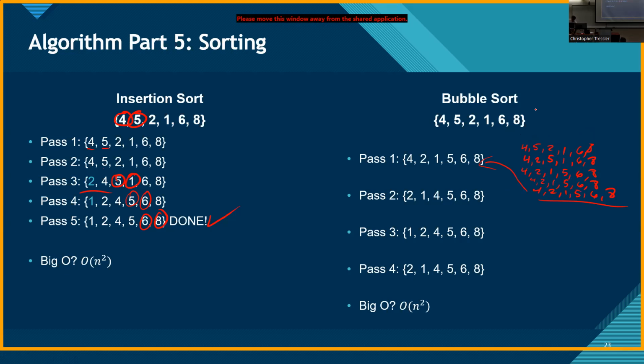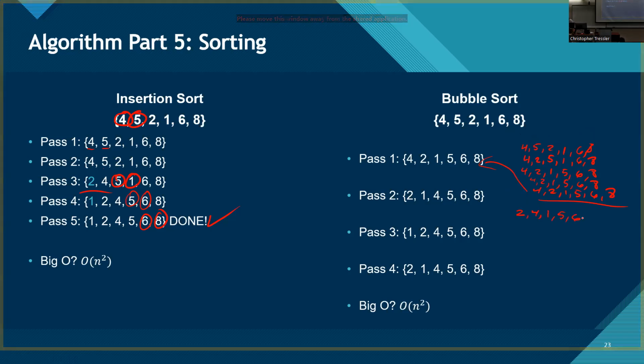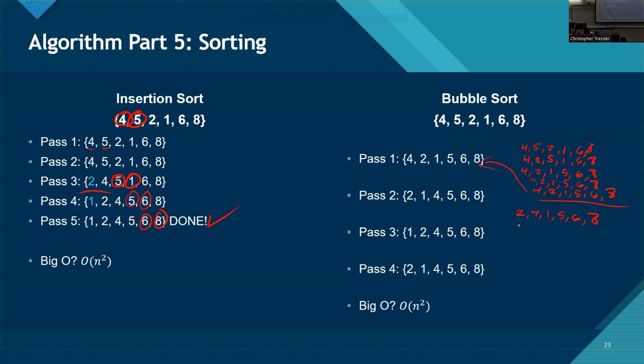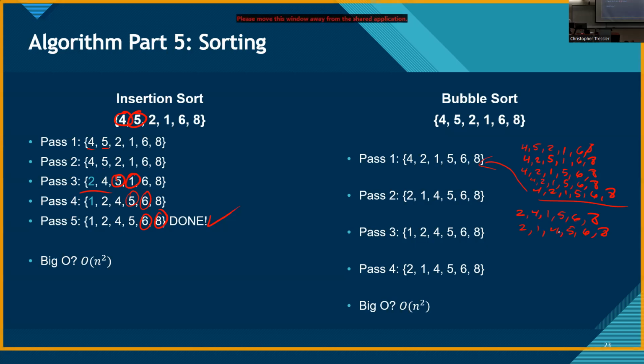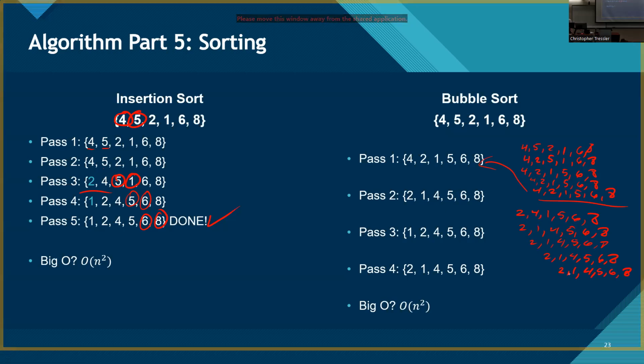So now we're going to do our second pass. We're going to go from here and compare them again. We notice that 2 is less than 4. And then we're going to compare 4 and 1. We're going to go 2, 1, 4, 5, 6, 8. We're going to see that 4 and 5 are in the right spot, then 5 and 6 are in the correct spot, and 6 and 8 are in the correct spot. 2, 1, 4, 5, 6, 8.